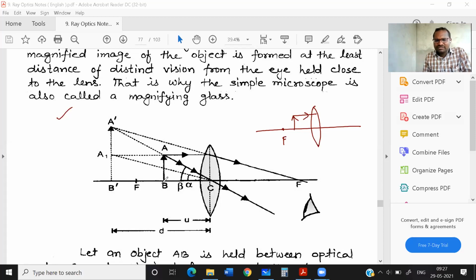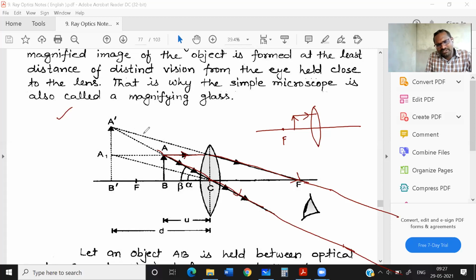So what will happen now? First thing, when the object is between the optic center and focus, a ray parallel to the principal axis, after refraction, what will happen? It will pass through the focus. One more ray, a ray which is passing through the optic center, after refraction it will pass undeviated. If we extend these two, these two rays are diverging, no? Means they cannot meet each other this side. So for that reason we will extend these two rays in backward direction like this.